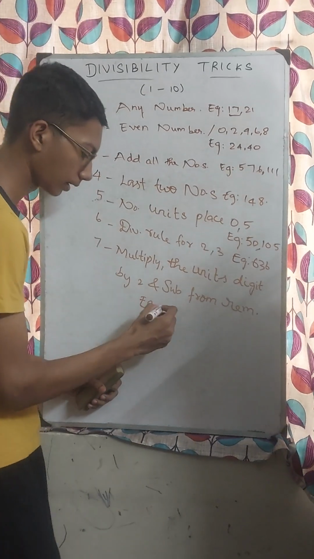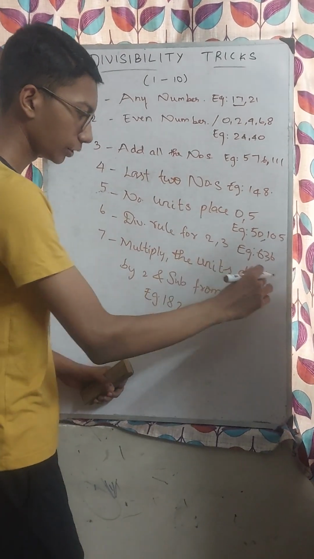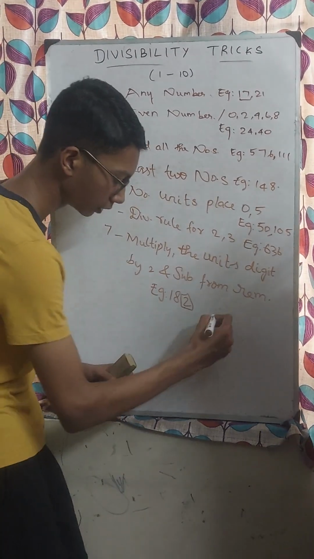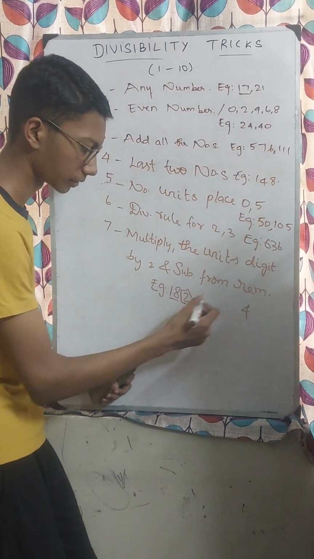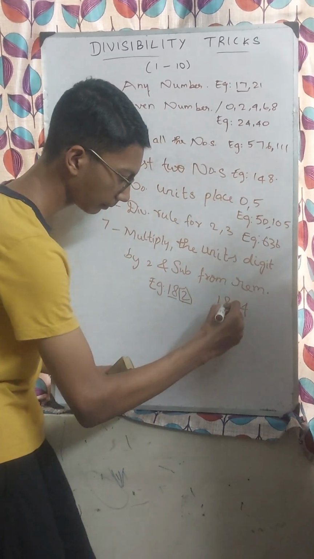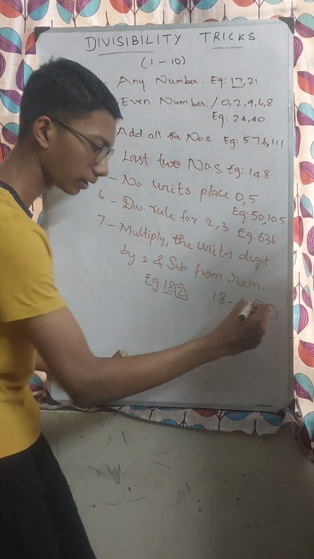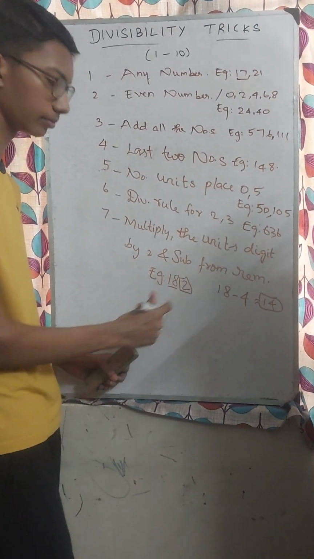Let's say we have a number like 182. So we need to multiply the units digit by 2. So this is the unit digit number here. So we get 4. We have to subtract this from this. So we get 18 minus 4, which is 14. Since we know this is divisible by 7, we can also say this is also divisible by 7.